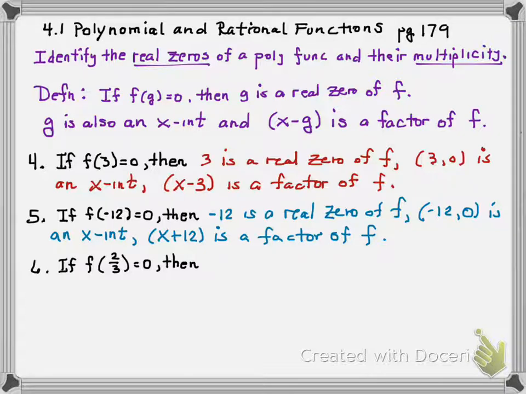All right, last but not least, number 6. If f of 2/3 equals 0, well, then 2/3 is a real zero of f. Also, 2/3, 0 is an x-intercept. I'm going to separate that f, that's a little bit close.